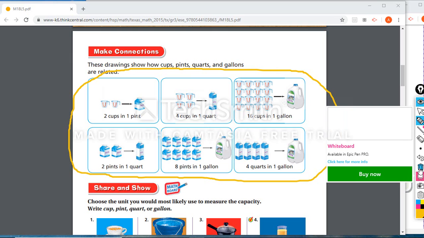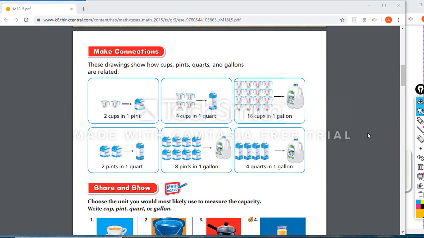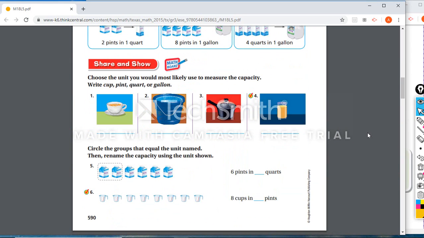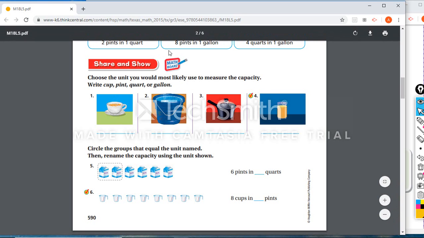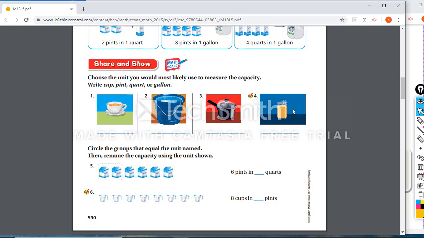Well, welcome back. So now we're going to just take a look at this real quick. And you have to determine which unit of capacity you would most likely use to measure the capacity of these. Would you use a cup, a pint, a quart, or a gallon? So you have to determine which one would be the easiest. Okay?